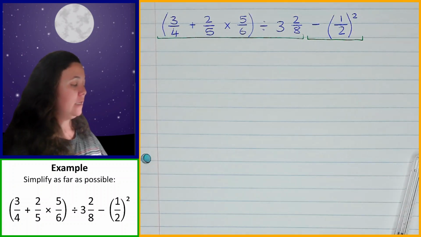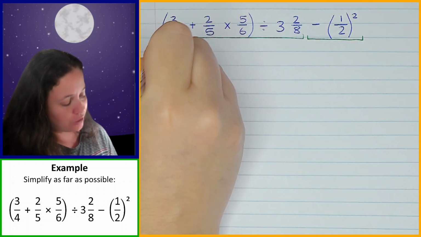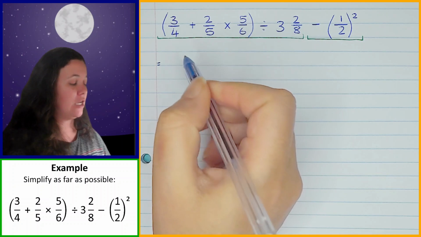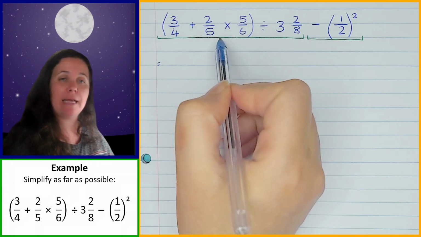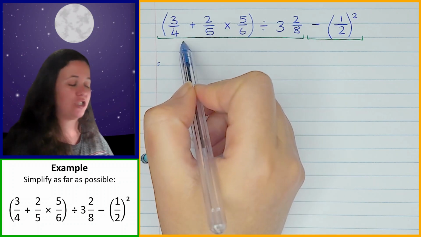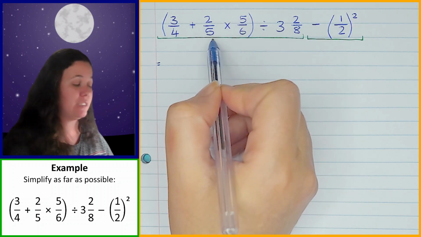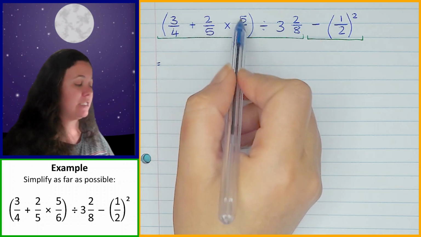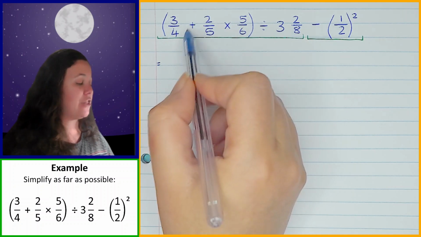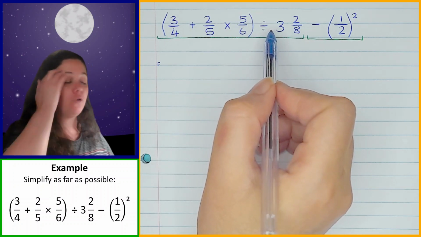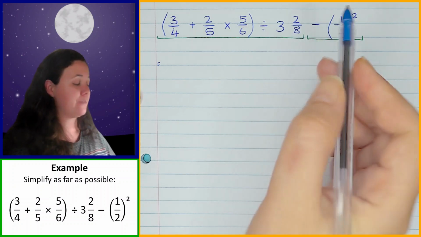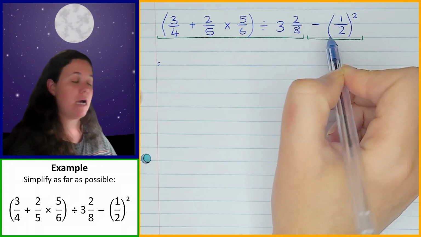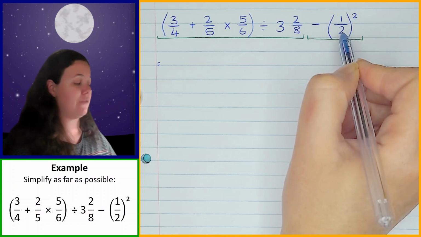Let's have a look over here at our first term, at what all is involved. In the first term, I've got brackets, and inside the brackets, I've got multiplication and addition. So the multiplication is going to have to happen first, then the addition inside the brackets to simplify what's in the brackets, and then I'm going to have to do this division. But before I do that, I want to change this to an improper fraction. Then in the second term, I've got a fraction squared, which I can simplify as well.